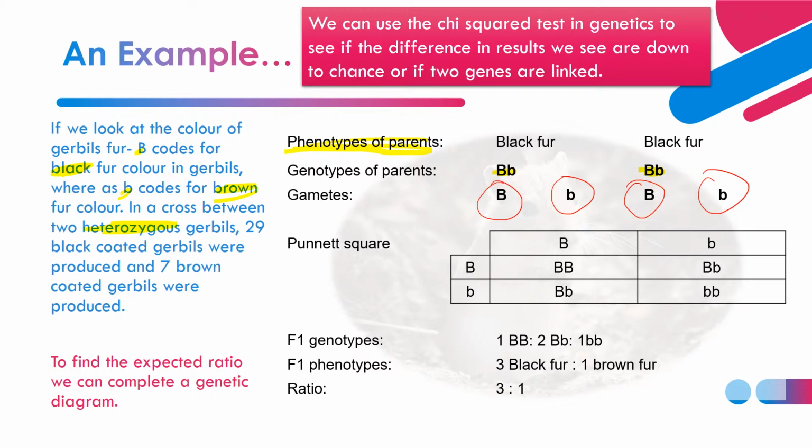Now, if we think of what's happening in terms of the phenotypes for these, we can see that we have a 3 black fur to 1 brown fur ratio. So the ratio that we have is 3 to 1. Now we need to think about how we can enter this into our chi-squared. We know we have a 3 black fur to 1 brown fur ratio.